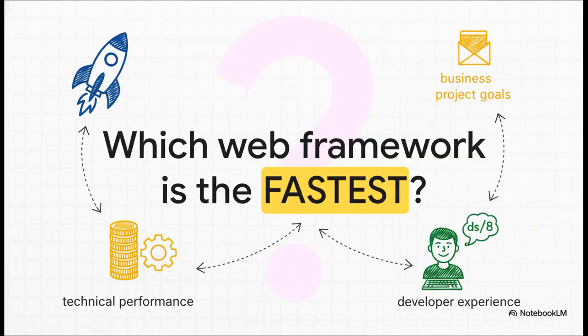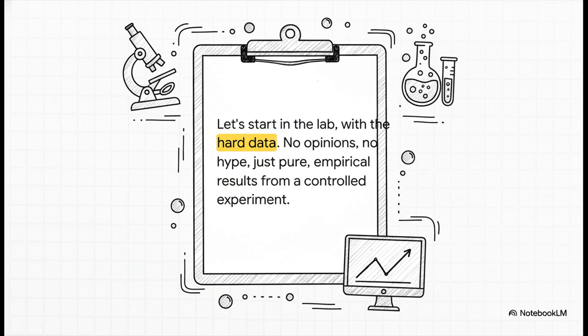And let's be honest, most of the time, the whole debate seems to boil down to this one simple question. We all want the fastest, the most efficient, the undisputed king of performance. It seems like a pretty straightforward question, so let's see if we can get a straightforward answer. So to do that, we're going to start with the science. No opinions, no hype, just pure, hard data from a controlled experiment. Let's see what happens when you really put these frameworks under the microscope.